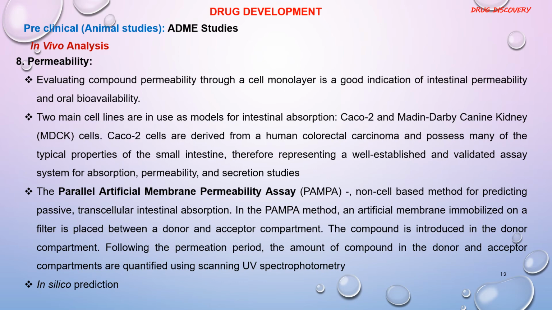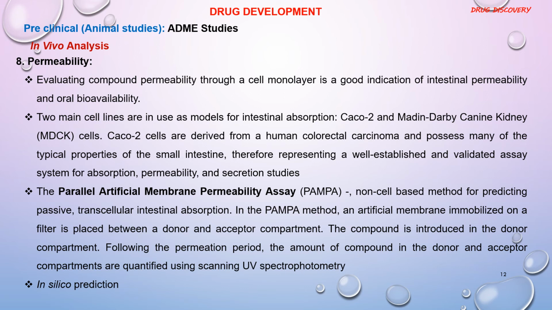In this method, an artificial membrane, basically a lipid bilayer membrane, is immobilized on a filter placed between a donor and acceptor compartment. The test compound is introduced into the donor compartment. After the permeation time interval, the amount of parent compound is quantified in the donor and acceptor compartment by UV spectrophotometry reading. The test can be designed for different pH for the acceptor compartment.